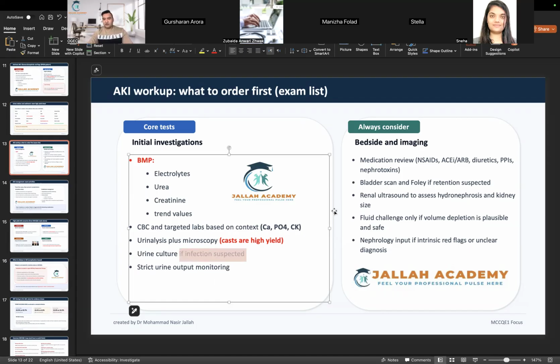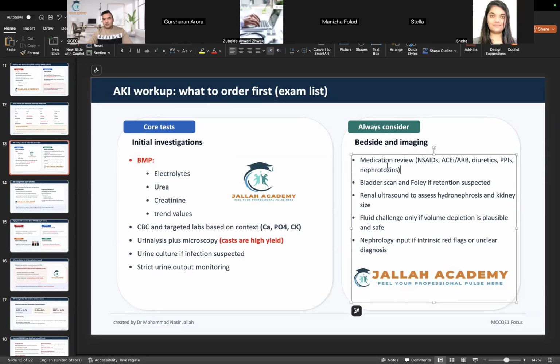Strict urine output monitoring. Always consider bedside imaging. Medication review, imaging, bedside and imaging. Medication review, you cannot forget about this, which I did mention. Please pay attention. If you're dealing with acute kidney injury, you cannot forget about these medications. 90% of the time, they are the culprit. Stop them. That's it. Bladder scan, Foley catheter for urinary retention, renal ultrasound to assess hydronephrosis, fluid challenge is only for volume depletion.